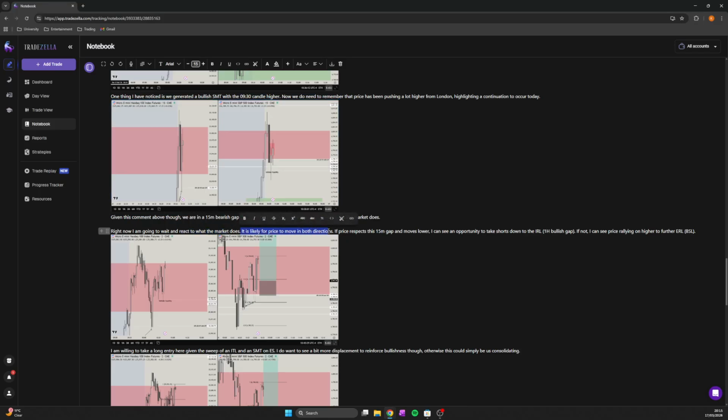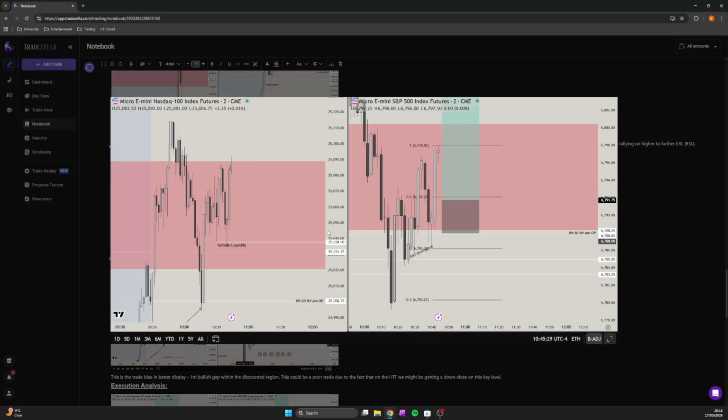It is likely for price to move in both directions. If price respects this 15-minute gap and moves lower, I can see an opportunity to take shorts to the internal liquidity, the hourly bullish gap. If not, I can see price running on higher to further external liquidity, okay? I just completely ignore that.